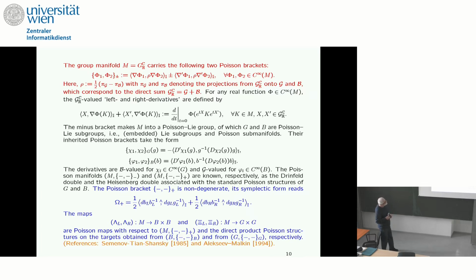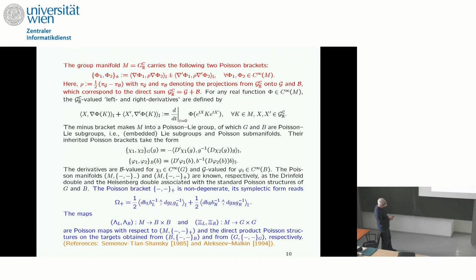So what is needed, if you take the minus Poisson bracket, which is the so-called Drinfeld double Poisson bracket on this complex Lie group, then both the compact group and this Borel group are Poisson subgroups. So it means that they are Lie subgroups and also Poisson submanifolds. So every Hamiltonian vector field is tangent to this subgroup. So they inherit a Poisson structure from the minus bracket. And these inherited Poisson structures are written here.